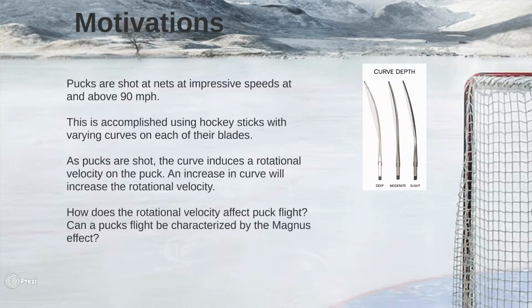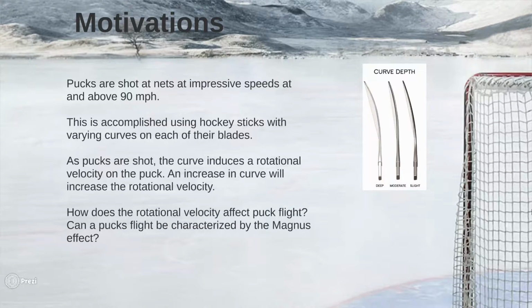So some motivations behind this are that pucks are shot at impressive speeds, at and above 90 miles an hour. This is accomplished using hockey sticks with varying curves on each of their blades. The curves that I'm talking about are on the right-hand side here, from a slight curve to a more drastic curve seen on the left.